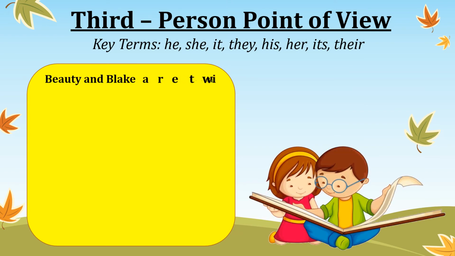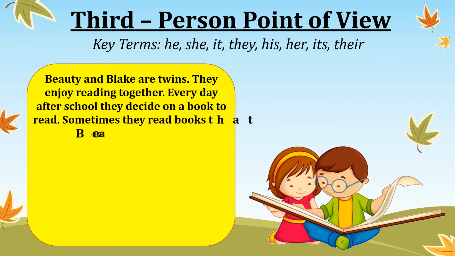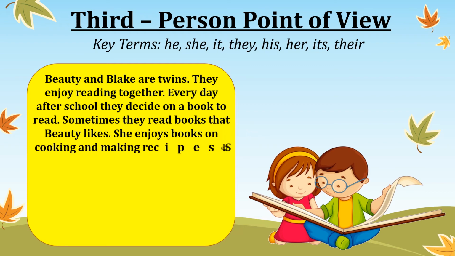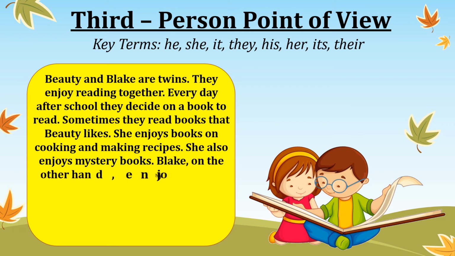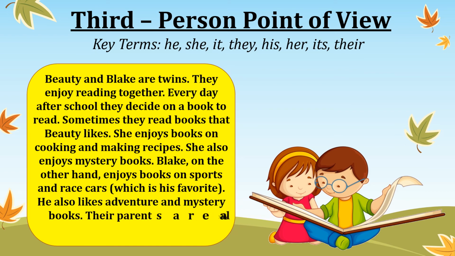Beauty and Blake are twins. They enjoy reading together. Every day after school, they decide on a book to read. Sometimes they read books that Beauty likes. She enjoys books on cooking and making recipes. She also enjoys mystery books. Blake, on the other hand, enjoys books on sports and race cars, which is his favorite. He also likes adventure and mystery books. Their parents are always proud when they see them reading.